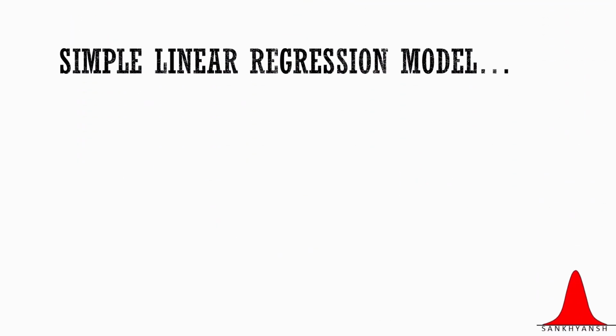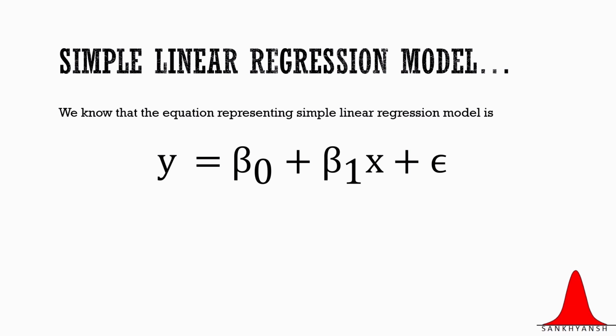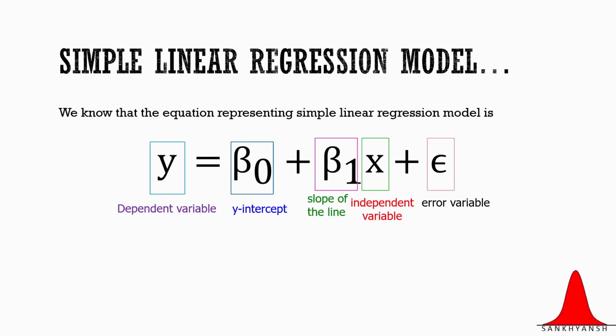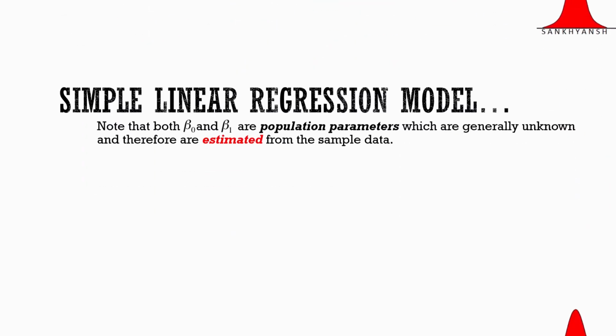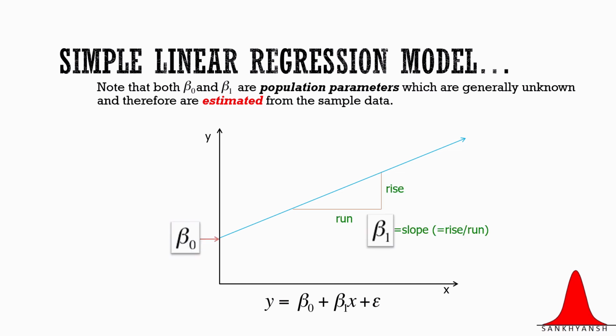Before we discuss the market model, let us recall our understanding of regression analysis. We know that the regression model is y equal to beta naught plus beta 1 x plus epsilon. Here y is the dependent variable, beta naught is the y-intercept, beta 1 is the slope of the regression line, x is the independent variable, and epsilon is the error variable. We can represent this model graphically as shown on the screen. Please note that here beta naught and beta 1 are population parameters, which are generally unknown and therefore are estimated from sample data.